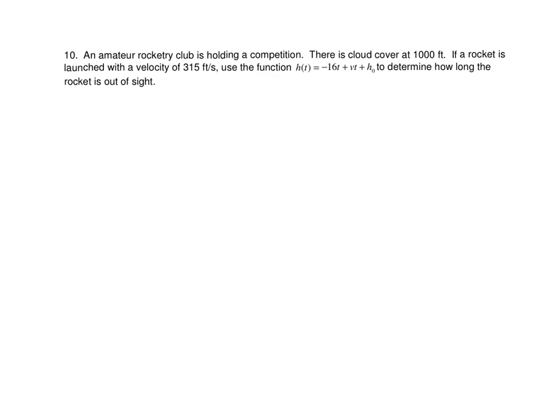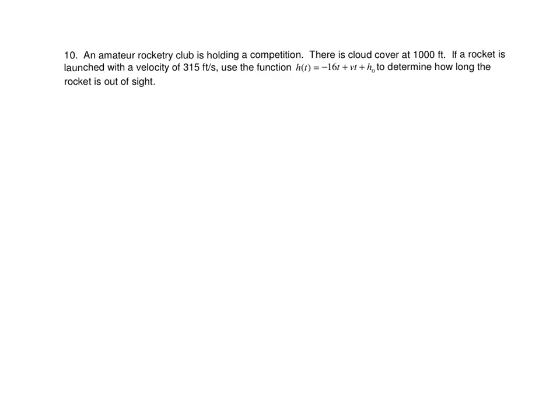The next problem we're going to look at is number 10. An amateur rocketry club is holding a competition. There is cloud cover at 1,000 feet. If a rocket is launched with a velocity of 315 feet per second, use the function negative 16t squared, that should be t squared, plus vt plus h sub 0 to determine how long the rocket is out of sight.